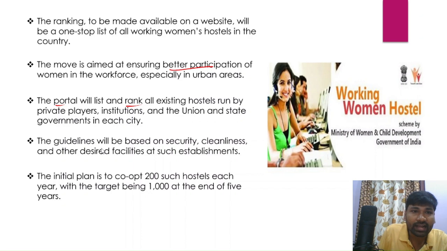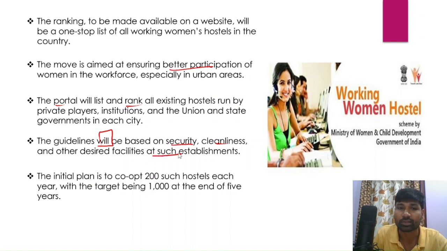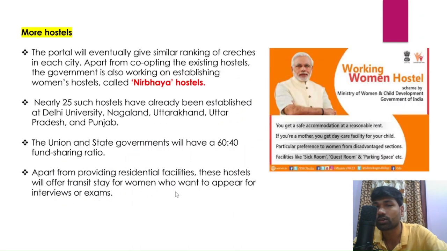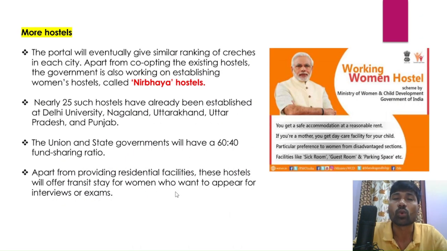And apart from that, the guidelines will also be based on security and cleanliness in those hostels and other desired facilities at such establishments. However, the initial plan is to co-opt 200 of such hostels each year, with the target of being 1,000 at the end of 5 years. So the government would usually rank around 1,000 working women's hostels across the country, and in fact the portal will eventually give a similar ranking in each of these cities.